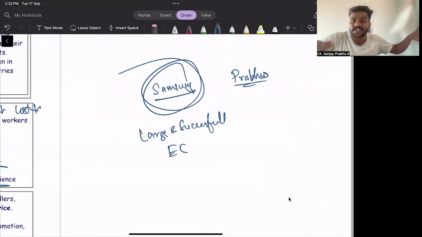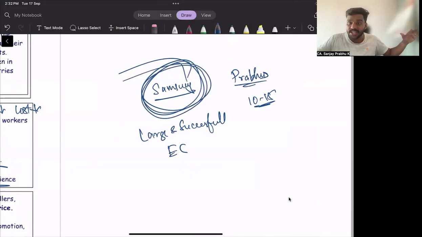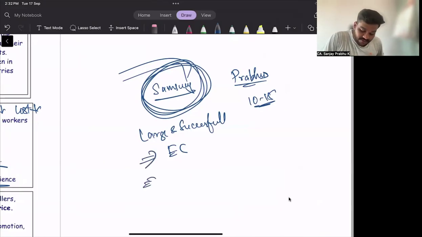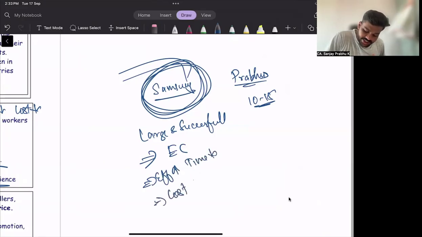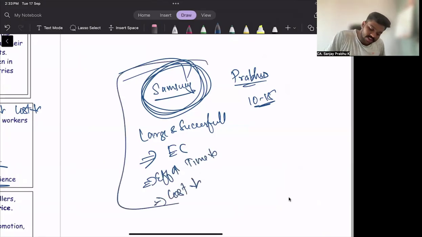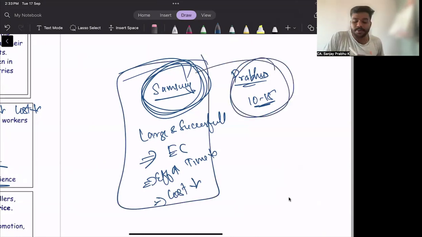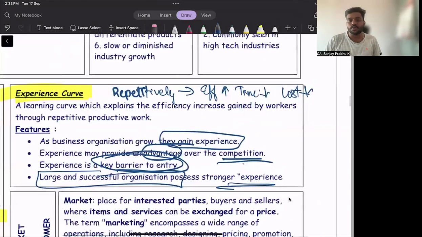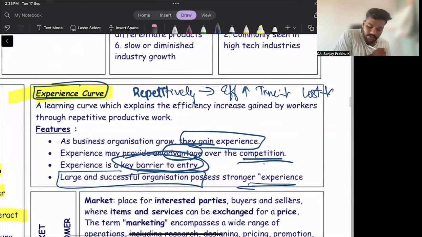If I am going to manufacture my mobile phone, I want to manufacture 10 to 15 pieces of mobile phone because nobody is going to purchase my mobile phone. But as far as Samsung is concerned, they can produce in bulk quantities. When they are producing in bulk quantity, they are repetitively producing the same thing. They will have the benefit of experience curve. Their efficiency will increase, time will decrease, their cost of producing one item will be decreased. So because of this experience curve, new entrants like Prabhu's Mobile will find it difficult to enter into the market. This is called experience curve.